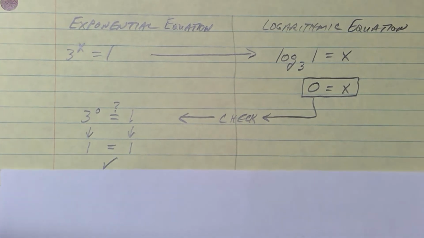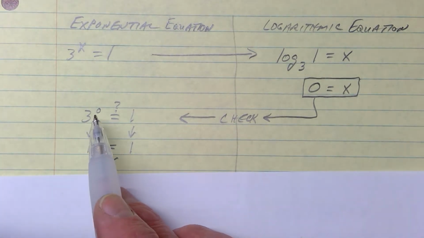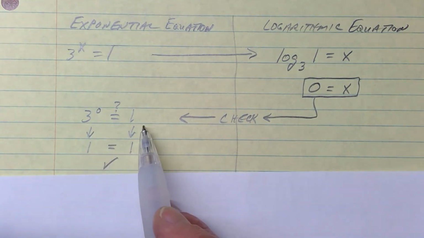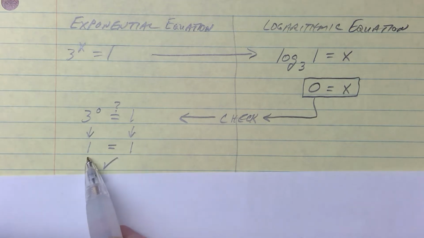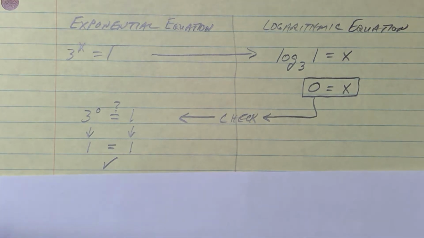So as we work that out, plug in 3 to the 0 in your calculator, it's going to tell you 1. So the left side is 1. The right side was already 1, so I just dropped it down. And then just check your equality. Just make sure the left side equals the right side. If it does, check, you got the right number.